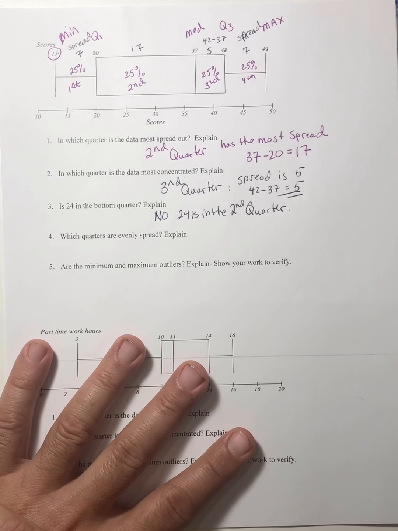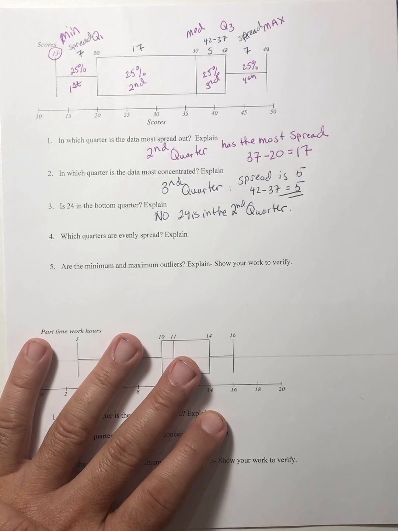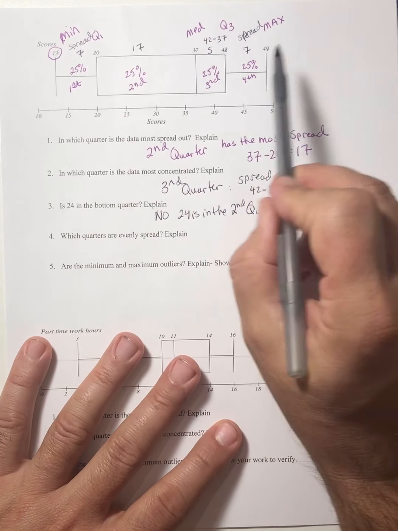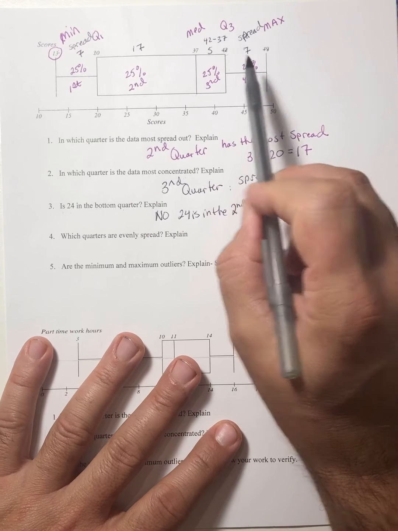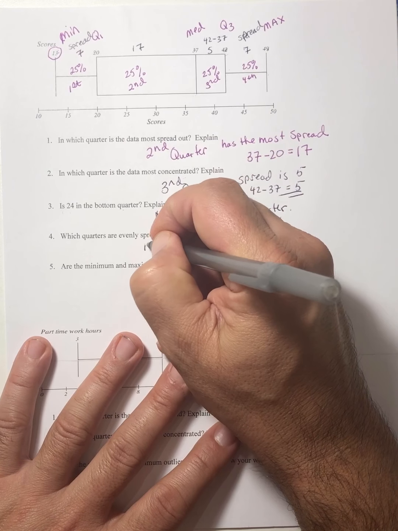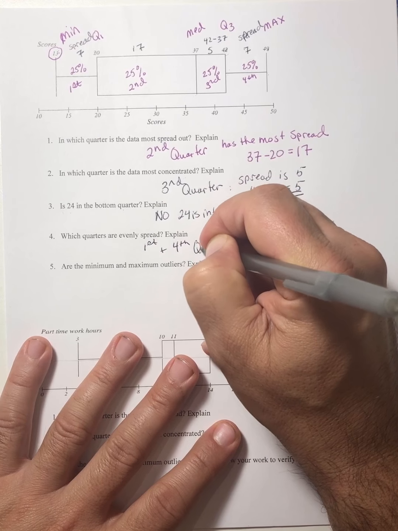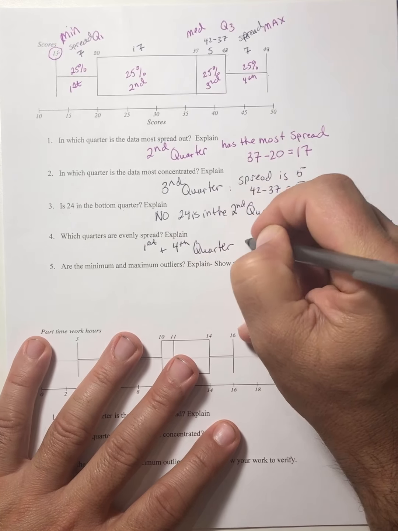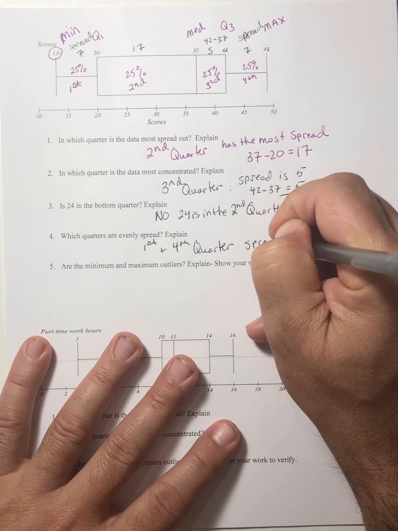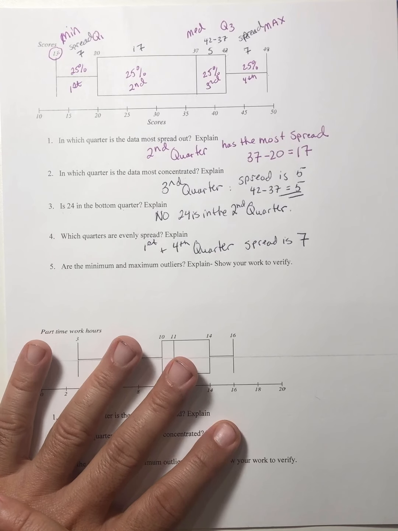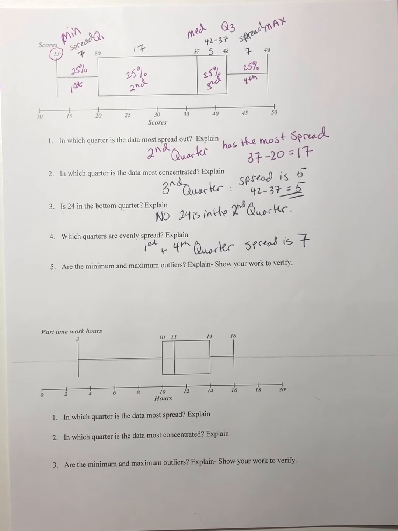Which quarters are evenly spread? We are looking at the first quarter and the last quarter, the first and the fourth. They have a spread of 7. So the first and fourth quarters have a spread of 7.